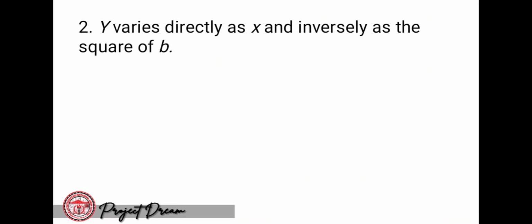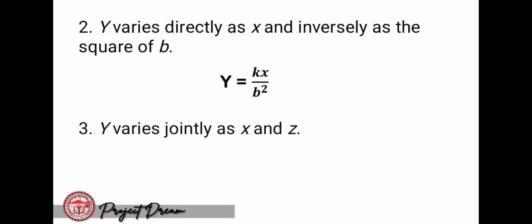How about number 2? Y varies directly as X and inversely as the square of B. You have 5 seconds to answer. Okay, the correct answer is Y is equal to KX over B squared. How about number 3? We have Y varies jointly as X and Z. Your 5 seconds starts now. Okay, the correct answer is Y is equal to KXZ.